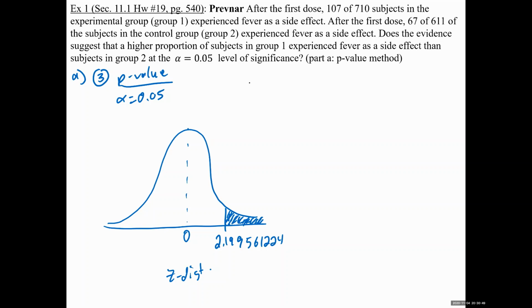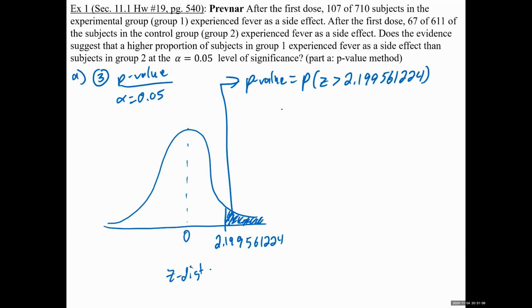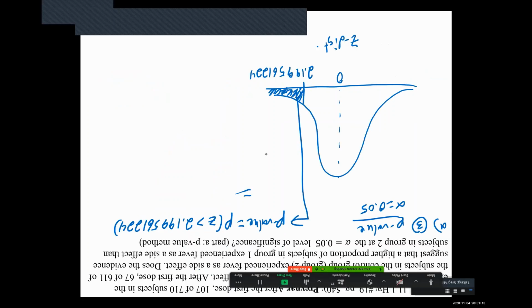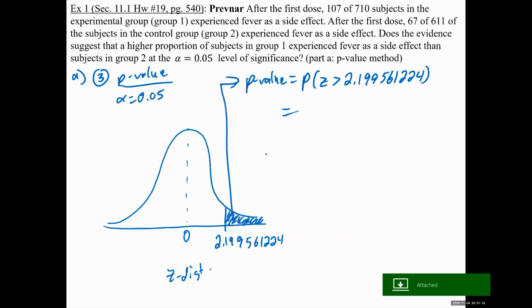Then you write the notation for the p-value. Because it's an area, you're going to write probability of something. We're finding the area to the right of 2.199, and since the letter is Z today, it's going to be the probability that Z is greater than 2.199561224. And now you're going to type this into the calculator.